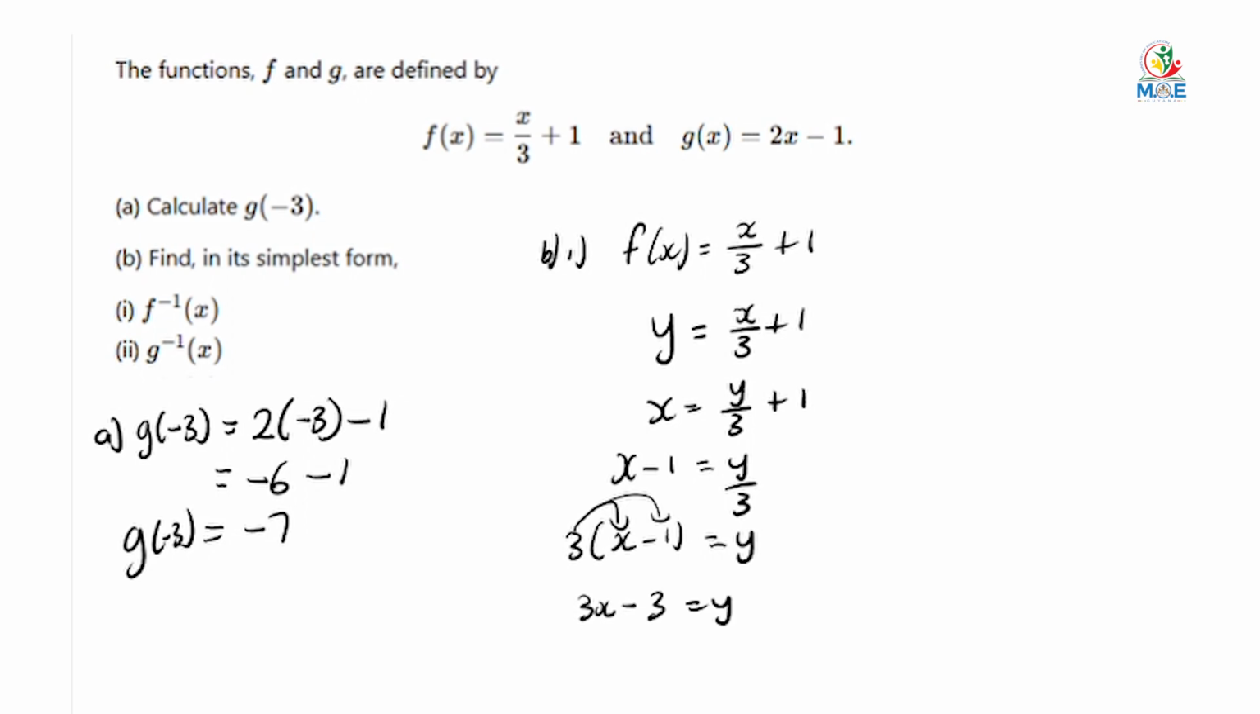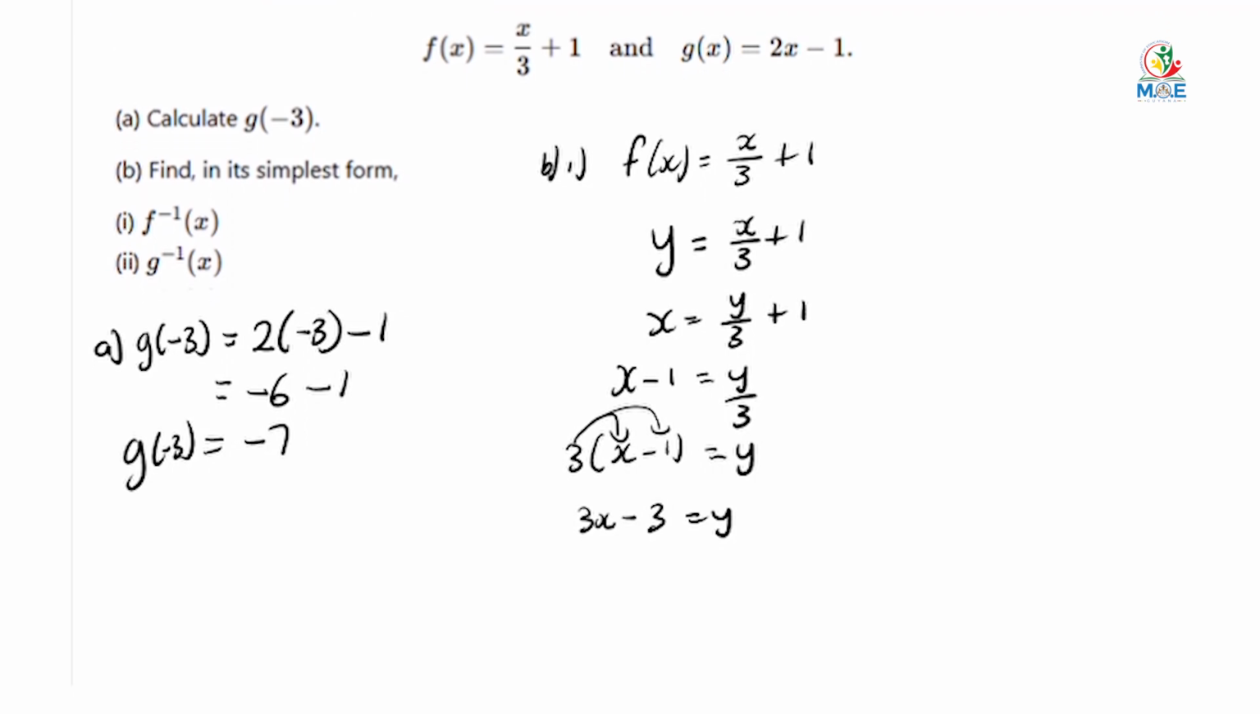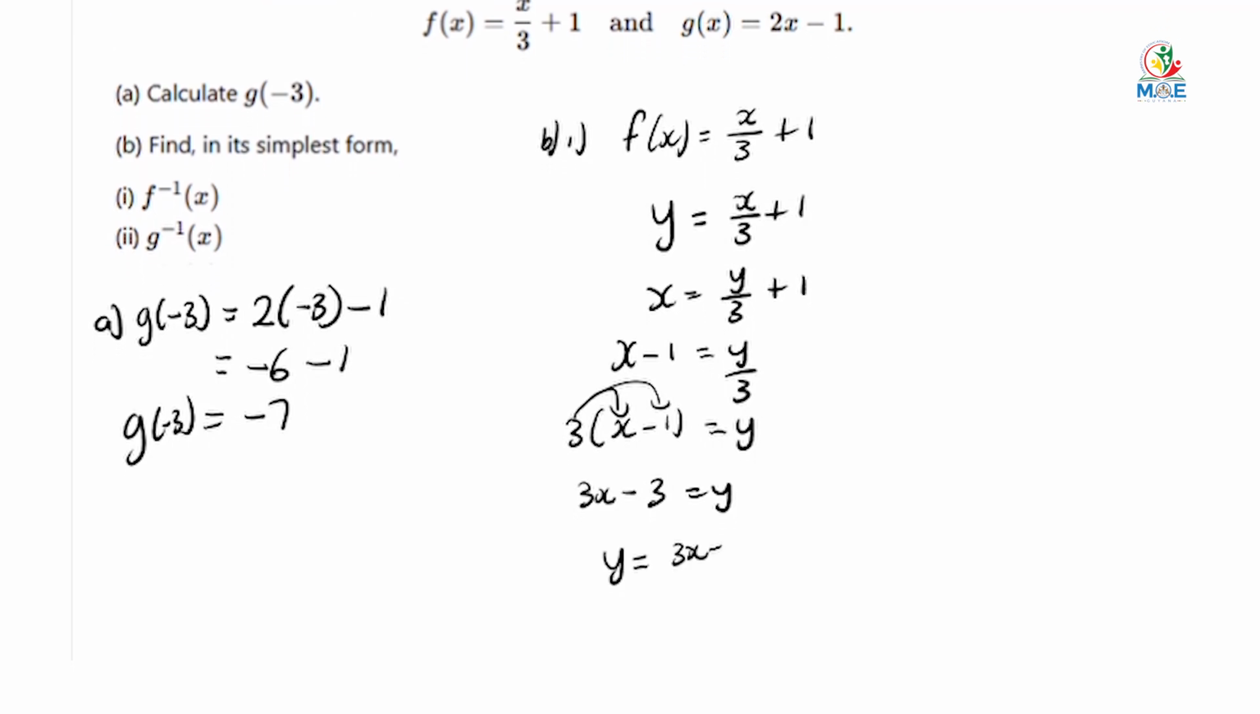And then lastly, we replace the y with f inverse of x. So we can switch this around and write y is equal to 3x minus 3. So instead of y, we'll say f inverse of x is equal to 3x minus 3. And this would be the answer to that question.